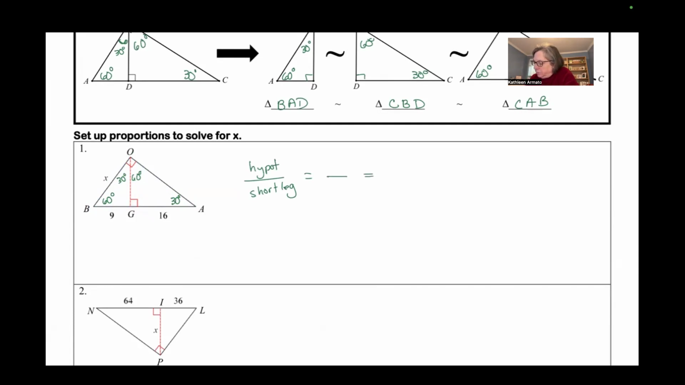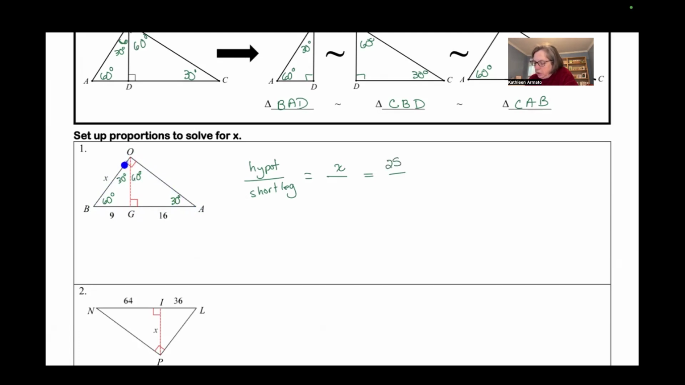So looking at, again, this triangle, the hypotenuse is X. Okay, what is the hypotenuse of the big triangle that X is in? Well, 9 plus, it's this whole side, which is 9 plus 16, which is 25.